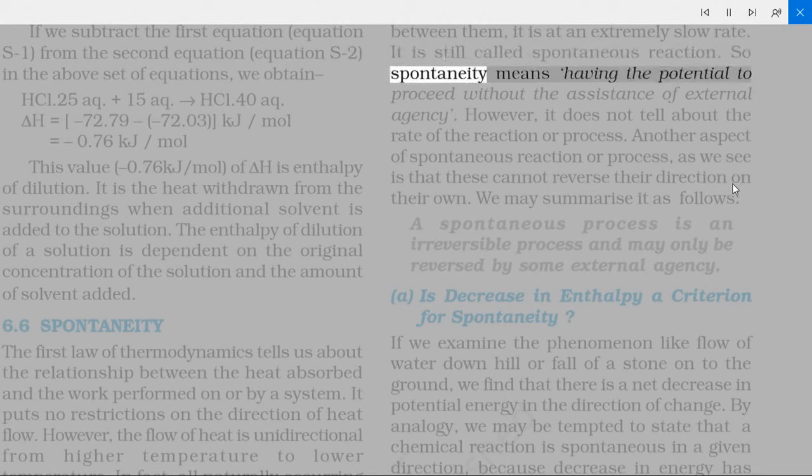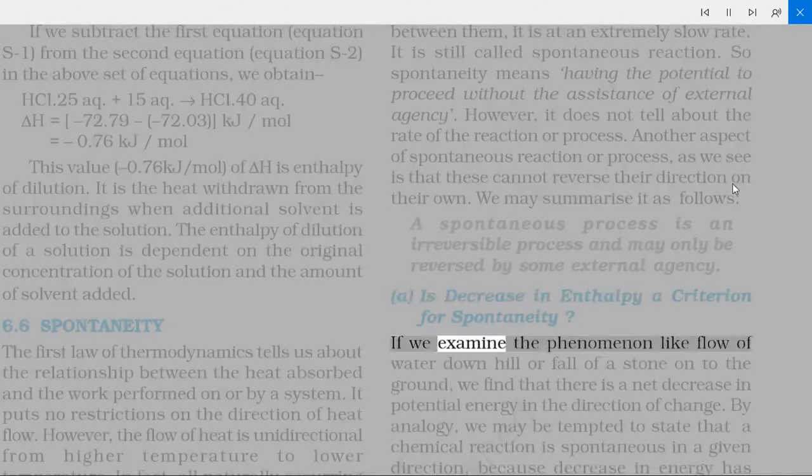So spontaneity means having the potential to proceed without the assistance of external agency. However, it does not tell about the rate of the reaction or process. Another aspect of spontaneous reaction or process, as we see, is that these cannot reverse their direction on their own. We may summarize it as follows: a spontaneous process is an irreversible process and may only be reversed by some external agency. Is decrease in enthalpy a criterion for spontaneity?